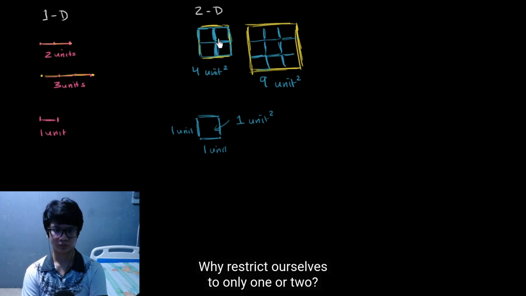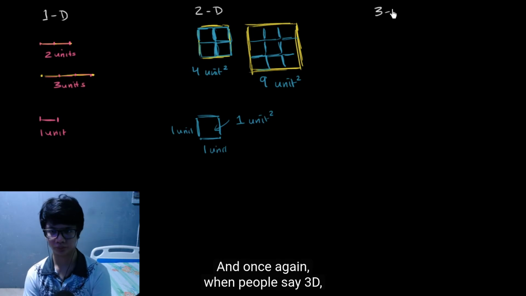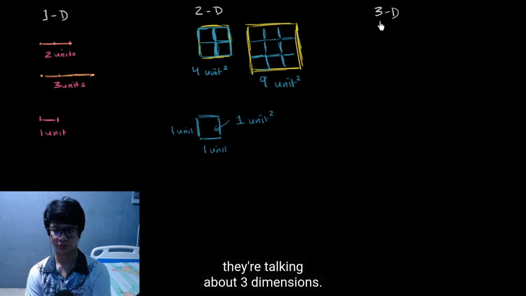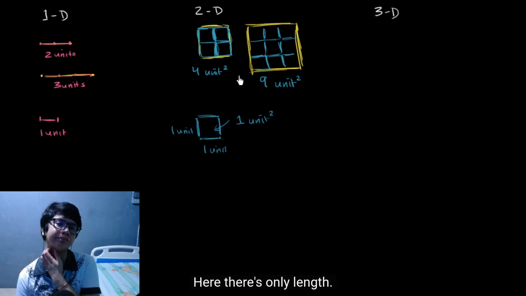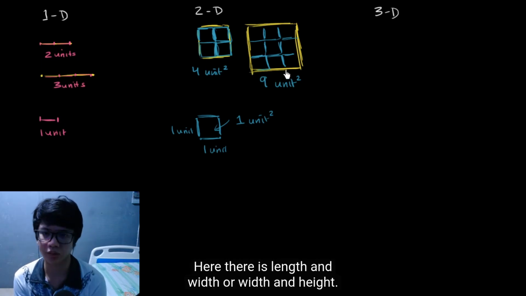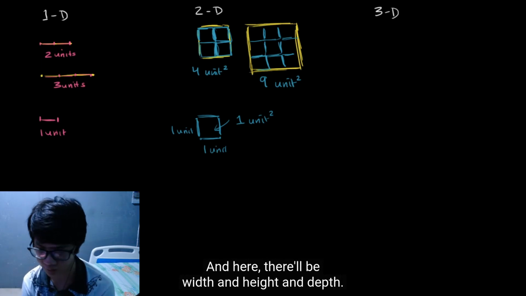Why restrict ourselves to only 1 or 2? So let's go to the 3D case. And once again, when people say 3D, they're talking about 3 dimensions. They're talking about the different directions that you can measure things in. Here there's only length. Here there's length and width, or width and height. And here there'll be width and height and depth.